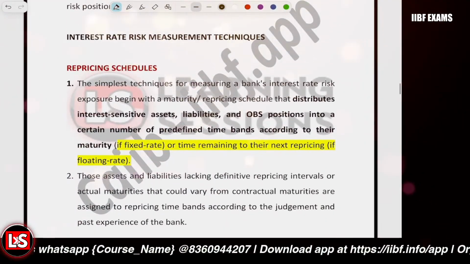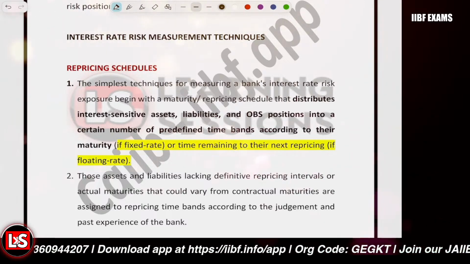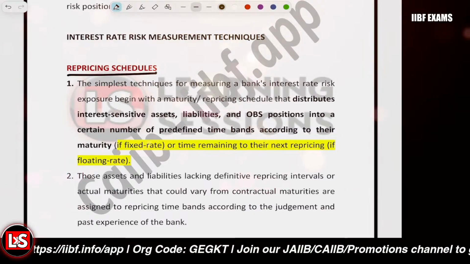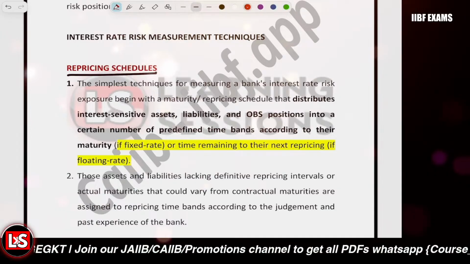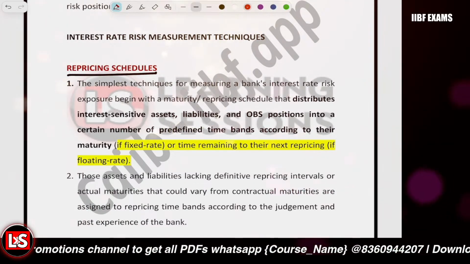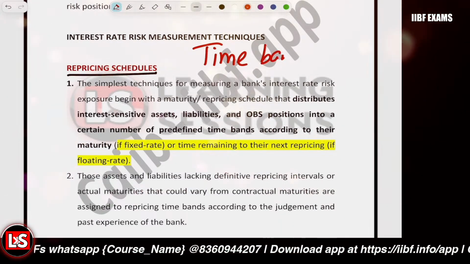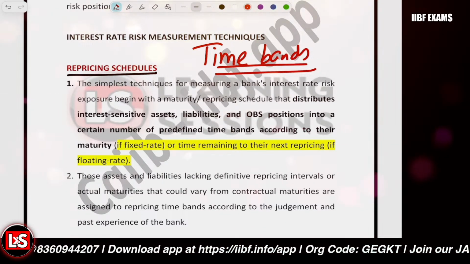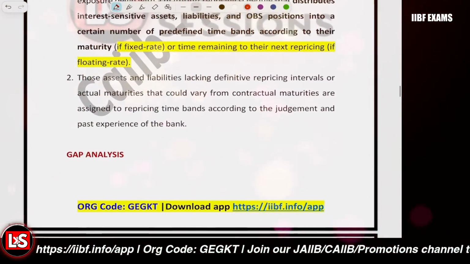So the first thing we need to do after the identification is measurement, and the first method is the repricing schedule. We have to look into the repricing analysis. The repricing schedule distributes the risk sensitive assets, the risk sensitive liabilities and the off balance sheet positions into different time bands, let's say 0 to 1 month, 1 to 3 months, 6 to 12 months, 1 to 3 years, above 5 years, etc.